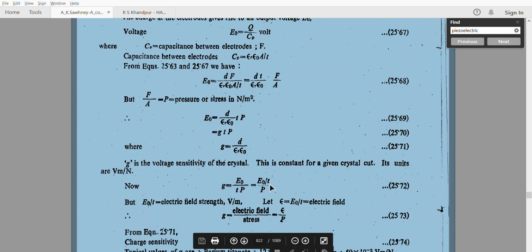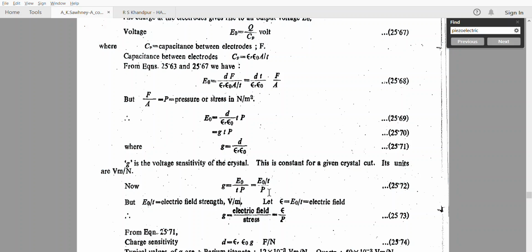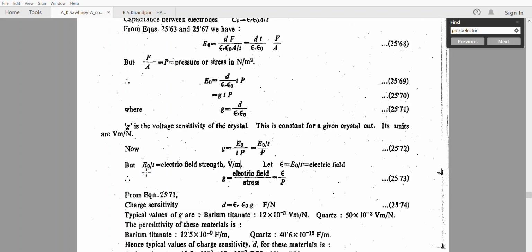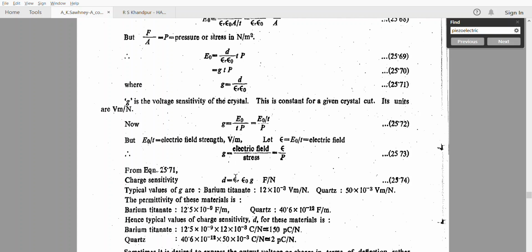So how do you get this dimension of Vm by N? You have pressure as force by area, that is Newton per meter squared, while this is V by M. You substitute these two, and you will result in Vm by N. G is defined as electric field strength divided by stress, and charge sensitivity is further expressed by epsilon naught into G.